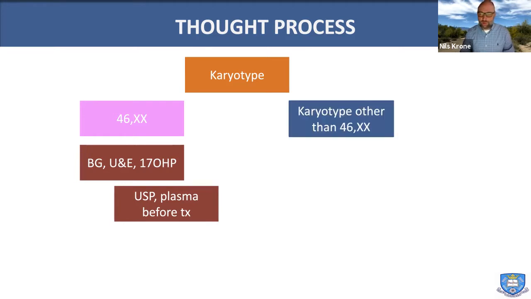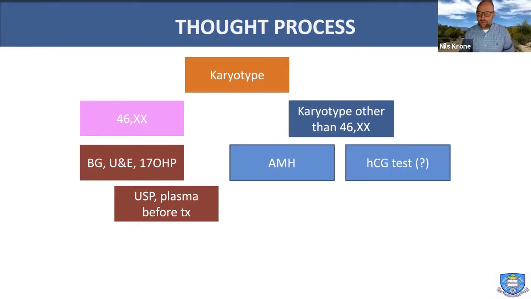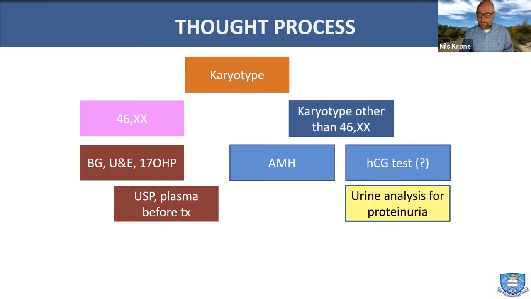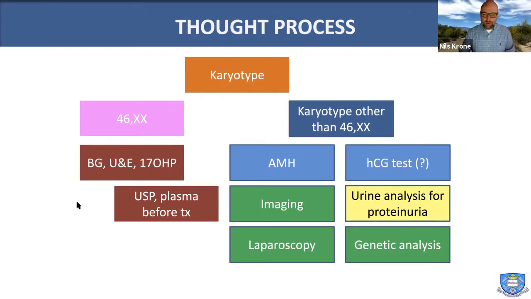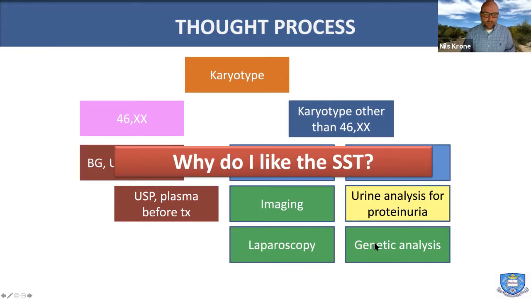It becomes far more complex if the karyotype is other than 46XX. You might need an AMH to get an idea about the testicular function. We can discuss it probably for hours. If you need an HCG test, I have to say I'm not a great fan of it. Urine analysis for proteinuria, I come to this in a second. And then there are probably various forms of imaging or genetic analysis, and one can discuss the timing.